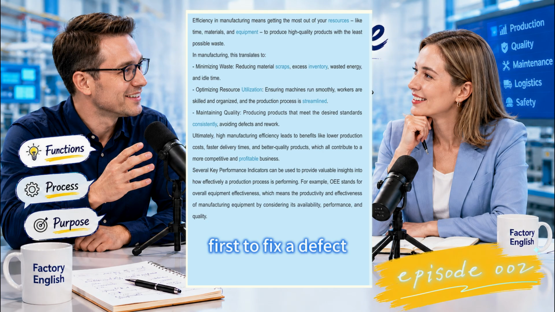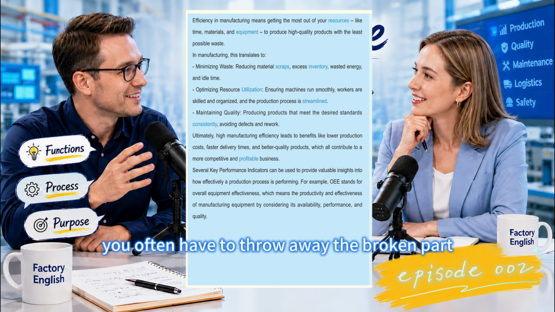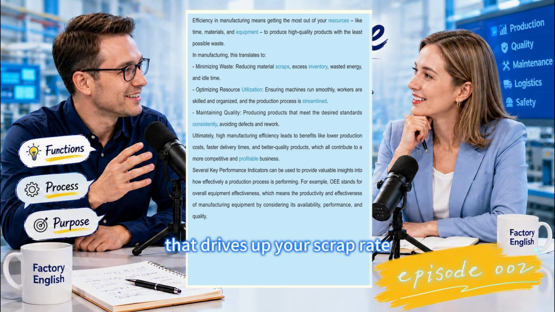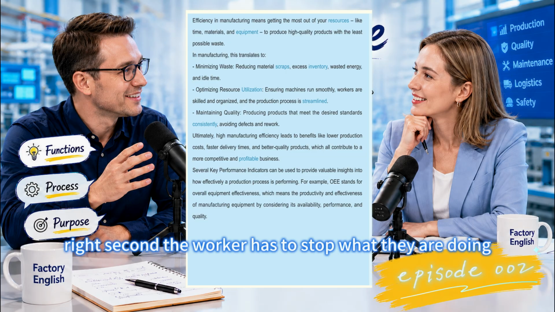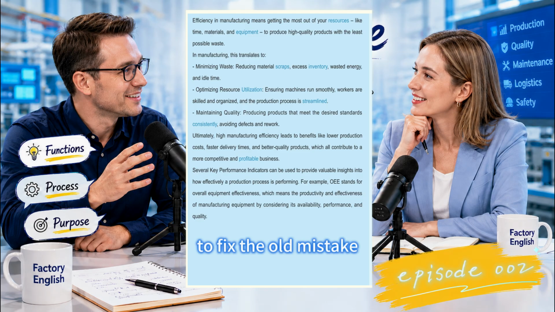First, to fix a defect, you often have to throw away the broken part and use fresh materials. That drives up your scrap rate. So pillar 1, minimizing waste, is destroyed. Wow, okay. You're wasting raw materials twice. Right. Second, the worker has to stop what they are doing to fix the old mistake instead of making a new product. So your streamlined workflow stops and idle time increases. Pillar 2, destroyed. Oh man, it just ripples out. Exactly. It's a massive multiplier of waste.